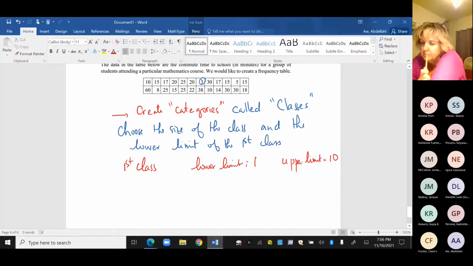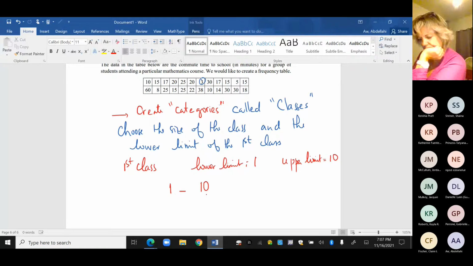1 to 10, that is size 10. So now my first class is going to be 1 minute. Everybody that has a commit time of 1 minute all the way to 10 minutes will be counted in the same category, a single class, right? That is one category. Everybody that has a commit time of 1 minute up to 10 minutes will be counted in the same category. Now, very important.